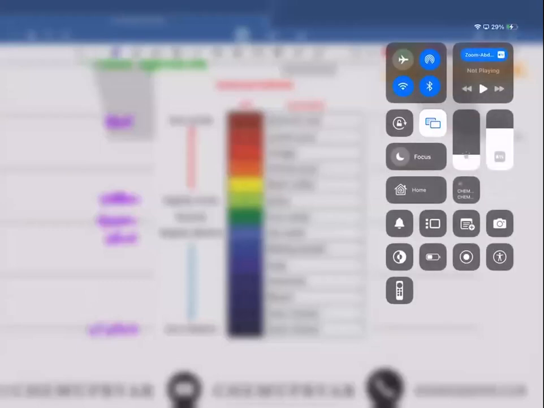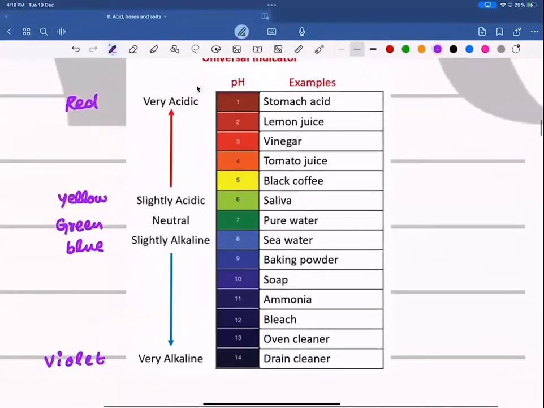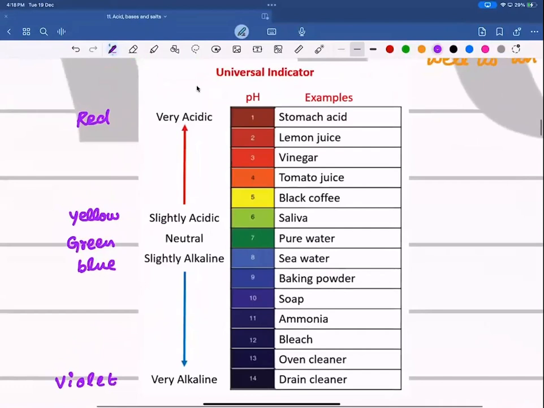Am I audible to all of you? Yes, sir. Okay. So note down these colors.